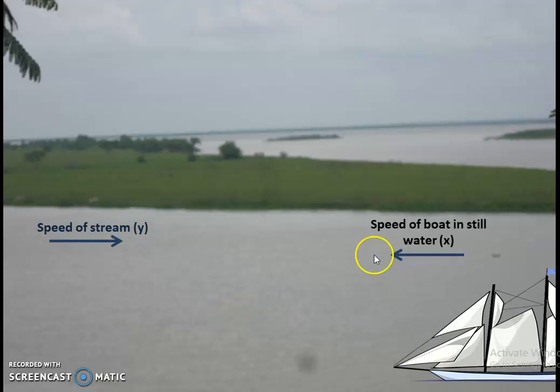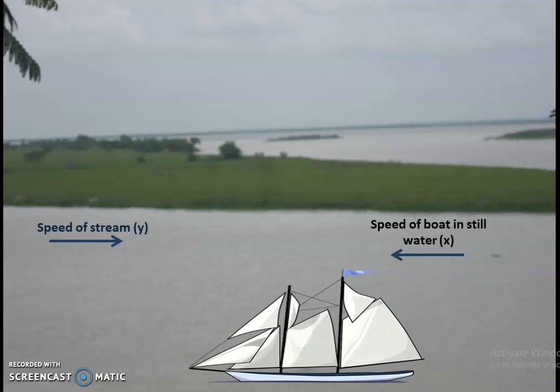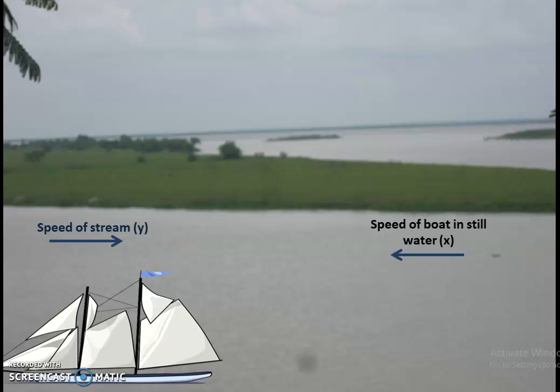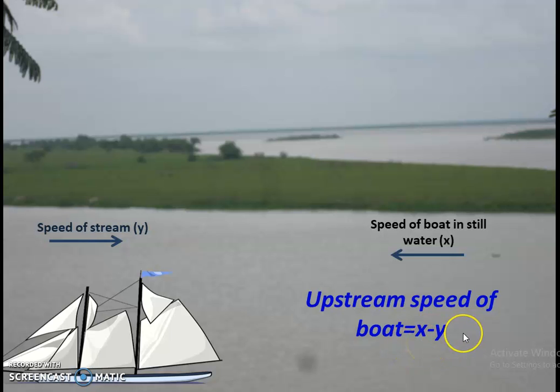Now in another scenario, we have a stream that is again flowing from left to right, but now we have a boat that is going from right to left. So in this case, we calculate the upstream speed, and that is the difference of the speed of boat in still water and the speed of stream, that is x minus y. So here x is the speed of boat in still water and y is the speed of stream. So when both have different directions, we calculate upstream speed.